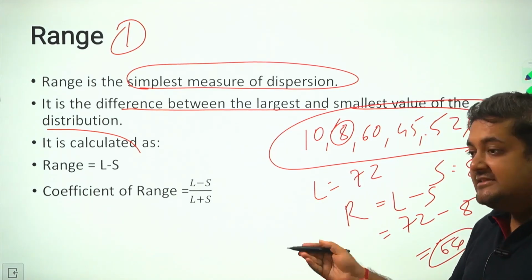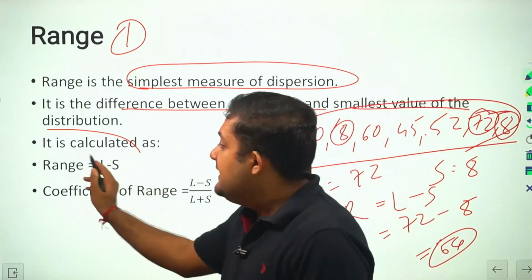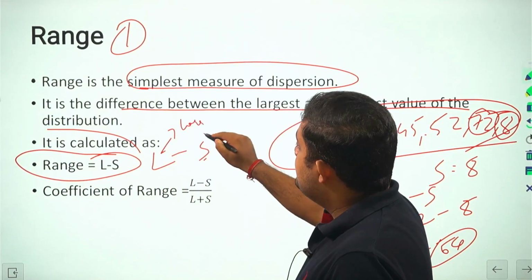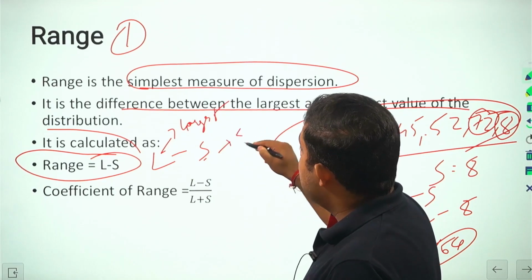So basically দুটা থাকক তিনিটা doesn't matter, just you have to see which value is the smallest, which value is the largest, and just make a difference. See, range is equal to L minus S, L মানে কি হয় largest আৰু S মানে হয় smallest.